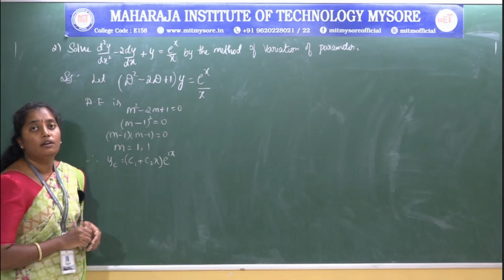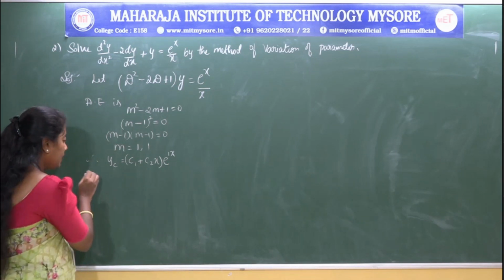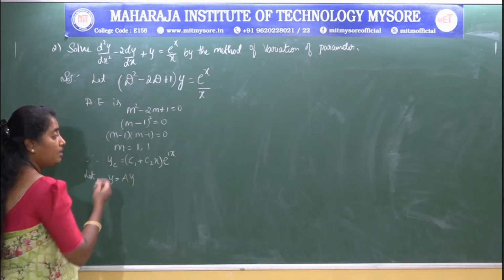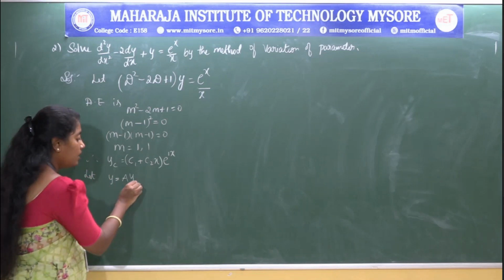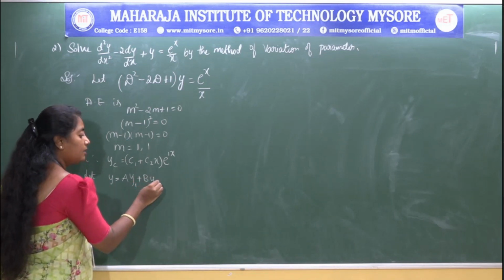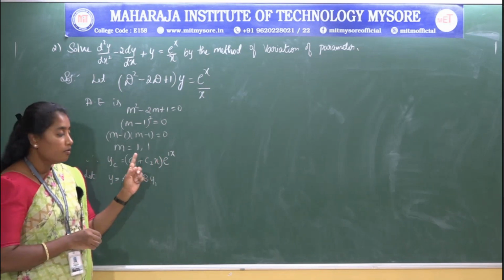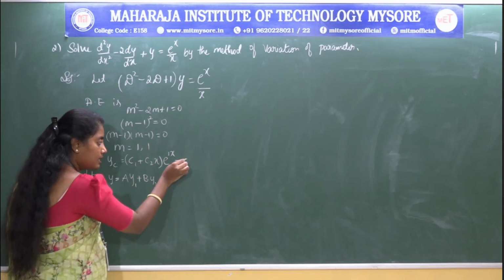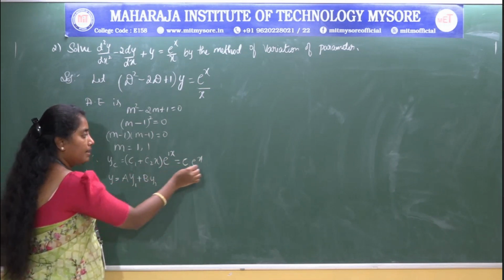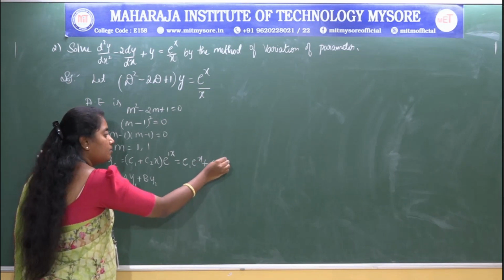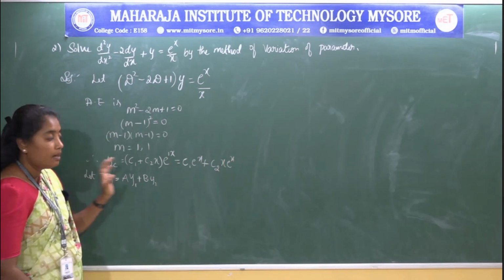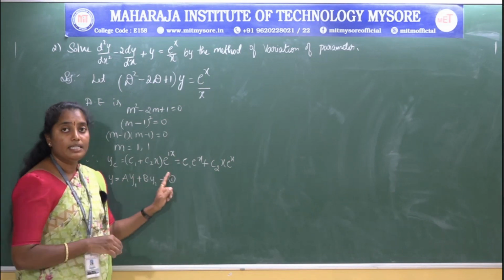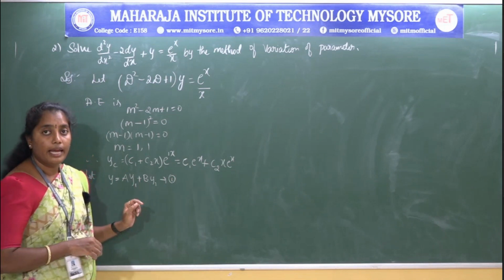To apply the method of variation of parameters, we have to write the obtained complementary solution in the form of a y1 plus b y2, but this equation is not in that form. For that, rewrite it as c1 e^x plus c2 x e^x. Let us take this as equation number 1. This is the complete solution after getting the values of a and b.